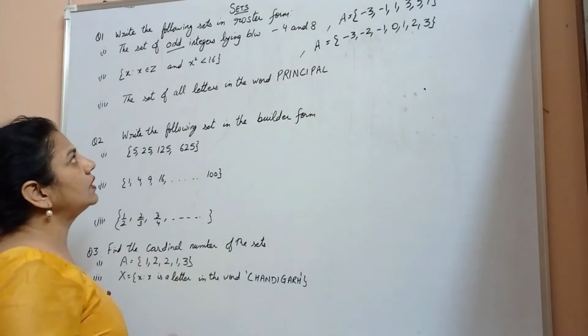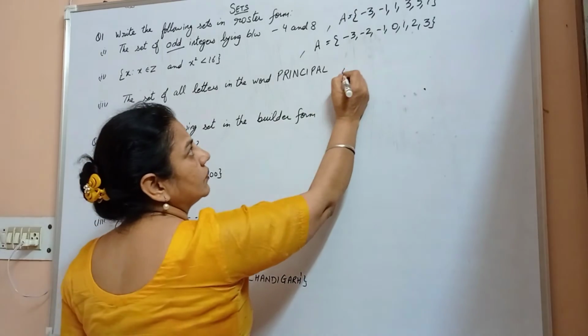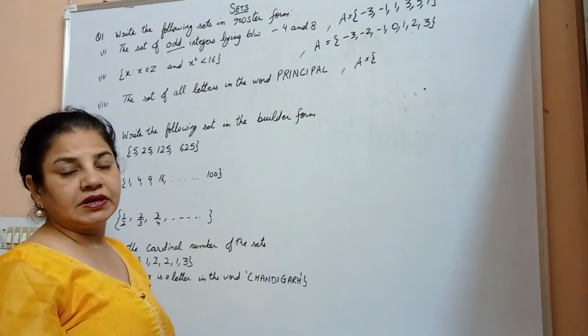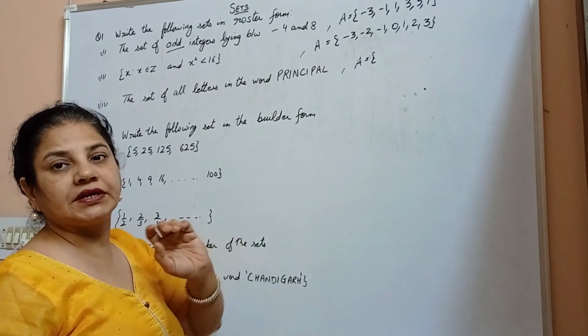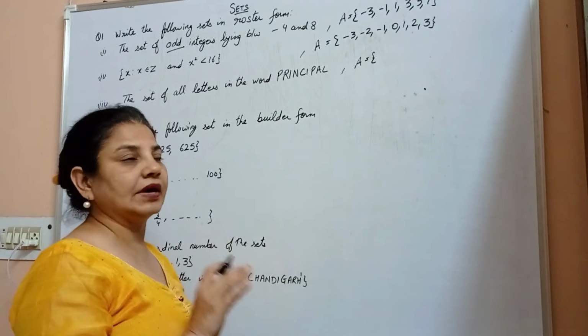Next is the set of all letters in the word principal. Now observe the word principal carefully and we will write in the roster form all the letters of principal, but repetition of the letter will not be allowed. So don't write one letter two times.